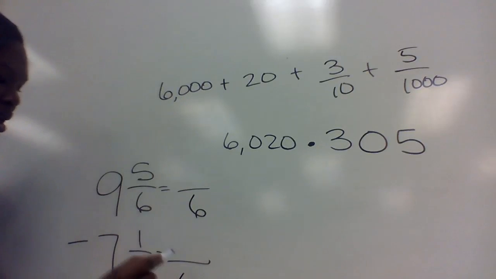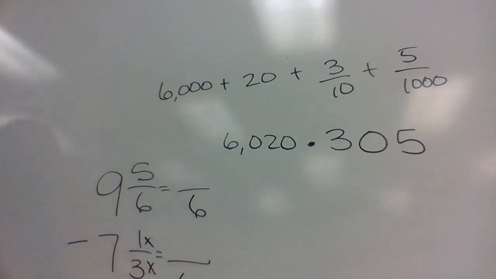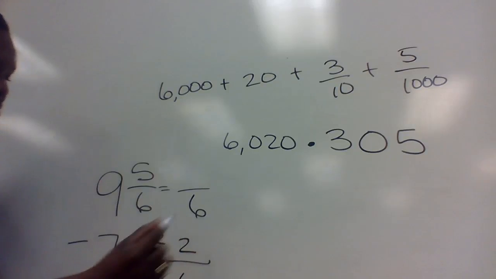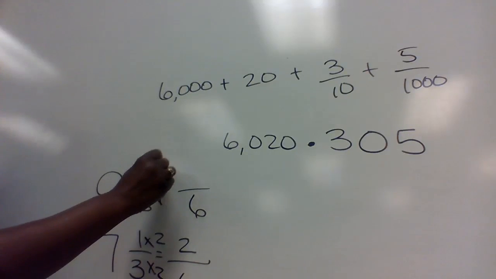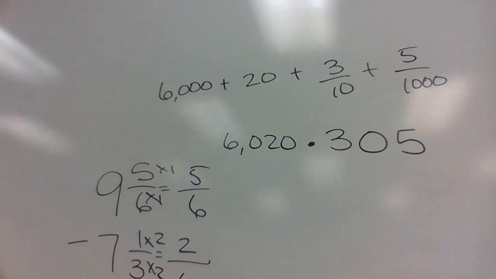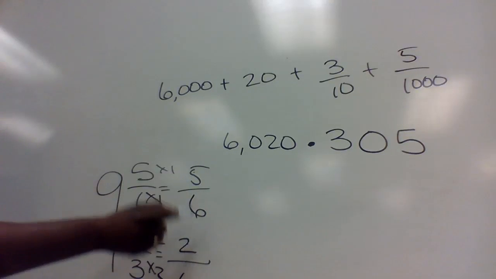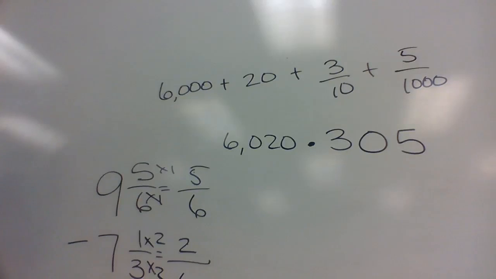3 times what is 6? 3 times 2. So 1 times 2 is 2. That's how I got that one at the bottom. And 6 times 1 is 6, and 5 times 1 is 5. So now all I have to do is subtract. 9 take away 7 is 2. 5 take away 2 is 3. And 6 is my denominator. So 2 and 3/6, which is the same thing as 2 1/2, because 3/6 is a half.